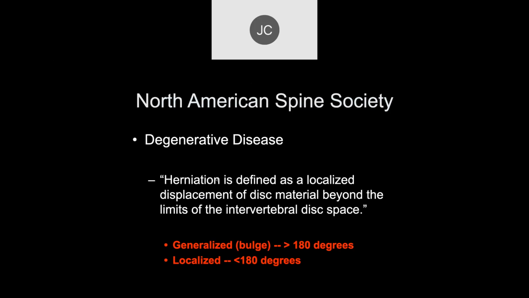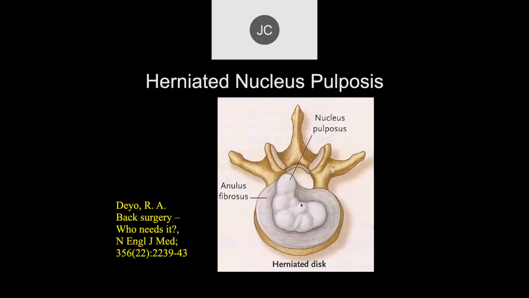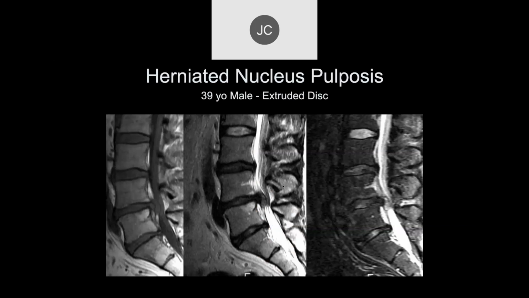So if you go with the North American Spine Society, herniation is defined as a localized displacement of disc material beyond the limits of the intervertebral disc. It can be generalized, greater than 180 degrees around the circumference of the disc, or localized with less than 180 degrees. And this is just kind of the localized focal disc protrusion here. We can see the nuclear material going out through the annulus.